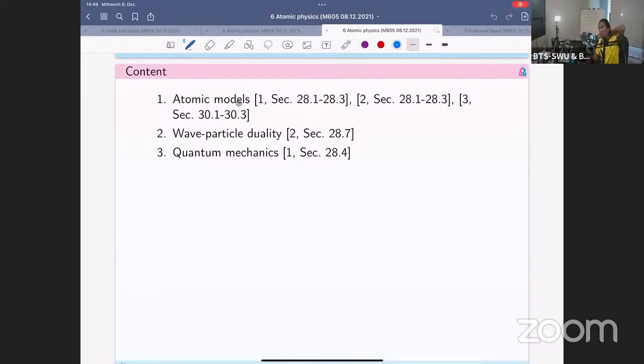Thomson model, Joseph James Thomson model, or the Rutherford model, or the Bohr model. Okay, but actually there are some more models apart from the Bohr's model. Okay, but those are the principal models that were chosen to be appropriate for you at the high school level. Okay, in the second topic, we will talk about wave particle duality.